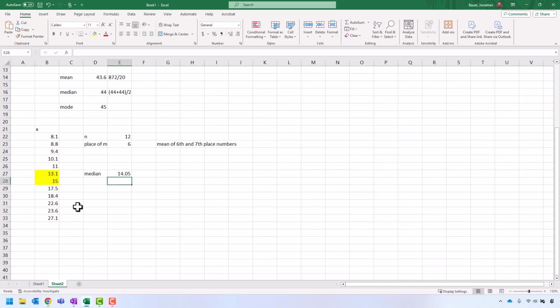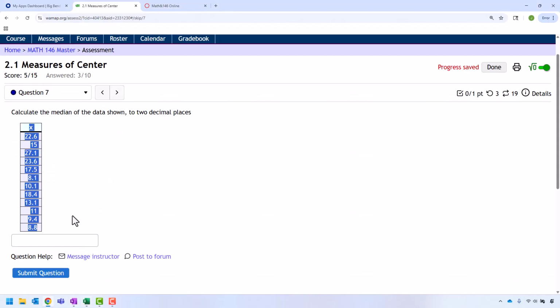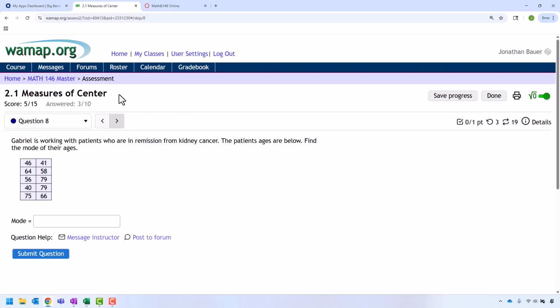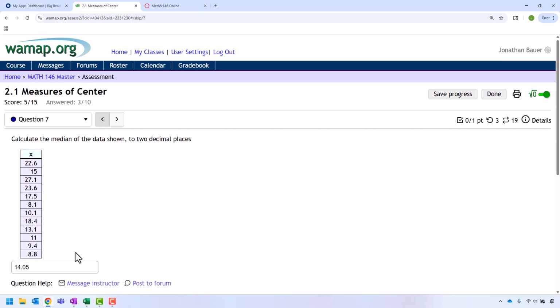So 14.05. Now, I was hoping for a mode example. This one, 8.1, doesn't look like we have any repeats. So this would technically be no mode. Our mode can be a single number, it can be multimodal, or we can have no mode if they're all repeated 0 times. So 14.05 was the answer here for the median. Oops. I should hit submit.